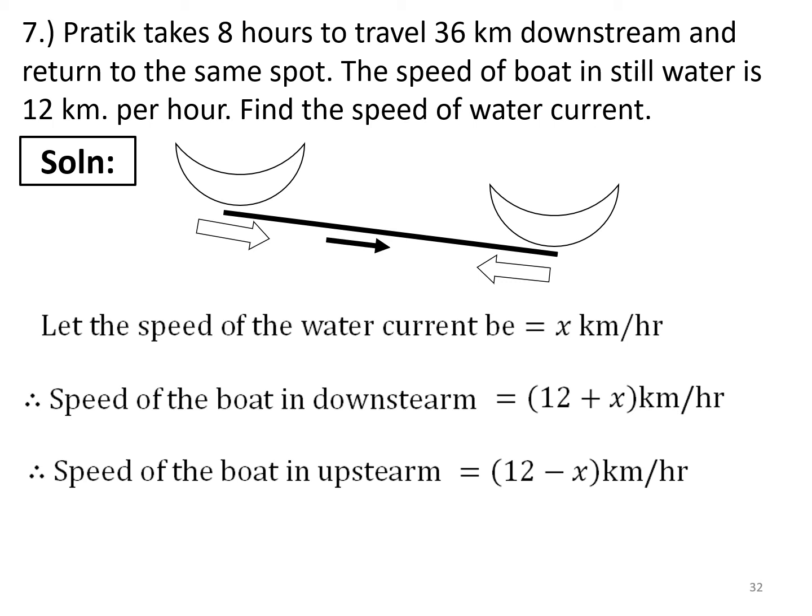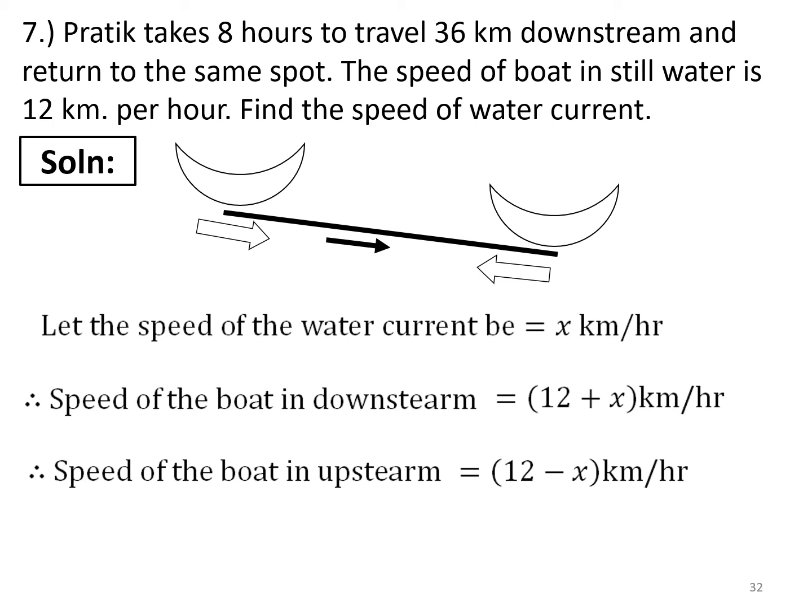In the downstream, since the water current and the direction of the boat are in the same direction, the speed will definitely increase. But in the reverse condition, that is in the upstream, the boat is moving in the opposite direction to the water current, and that is why 12 minus x kilometers per hour is the speed of the boat in upstream.